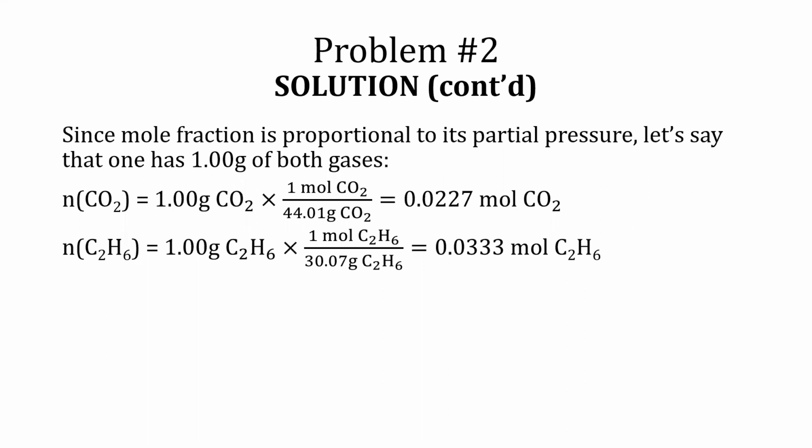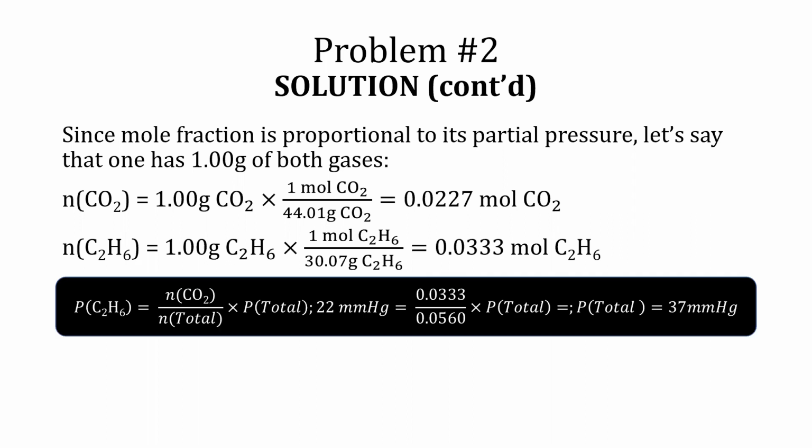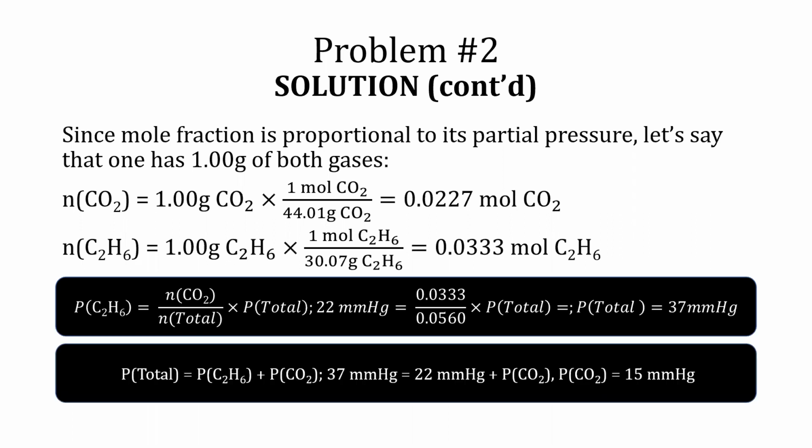The total pressure of the system is, after plugging in the moles of C2H6, which is 0.0333, the total moles of 0.0560, and pressure of C2H6 of 22 mmHg, it is 37 mmHg. And according to Dalton's law of partial pressure, total pressure equals the pressure of C2H6 plus pressure of CO2. And after plugging in the numbers, P of CO2 is 15 mmHg.